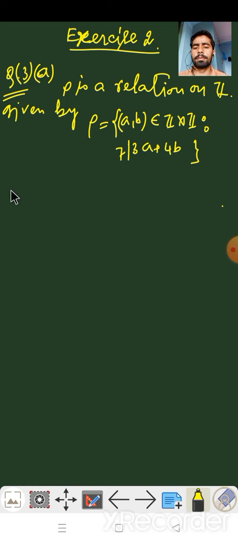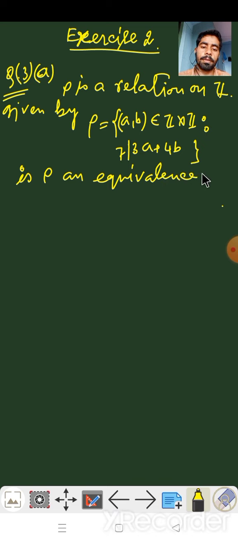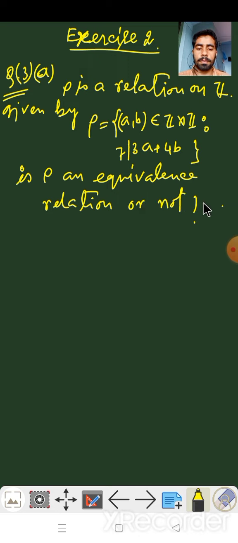Now we have to check whether rho is an equivalence relation or not. Our question is: is rho an equivalence relation or not? To check this, first I will check whether rho is reflexive or not.